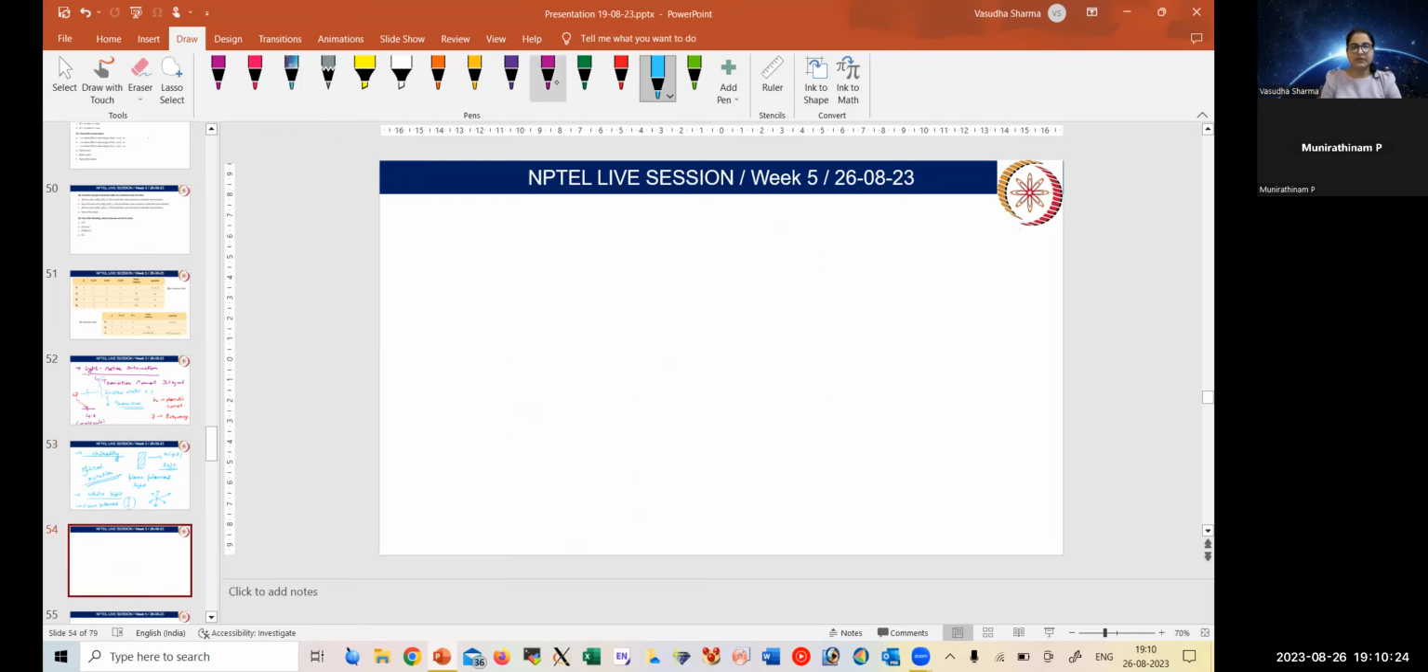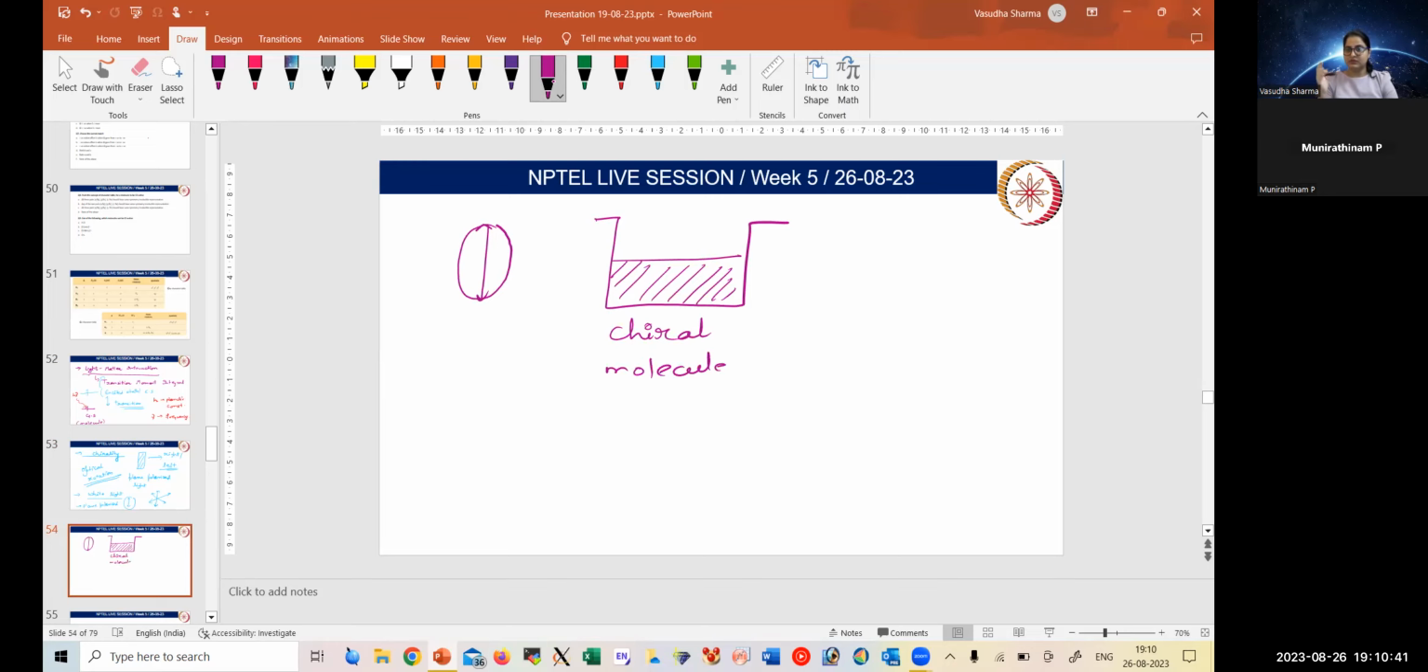Whereas in the case of plane polarized light, this is my plane polarized light, and here is a chiral molecule. I'm taking this solution, a chiral molecule. You might have done the experiment of finding the optical rotation of a sucrose solution, or read about it. Say I take a sucrose solution and I don't know whether it is chiral or not. I made that light pass through the solution, and we found that it certainly rotated from its original position.